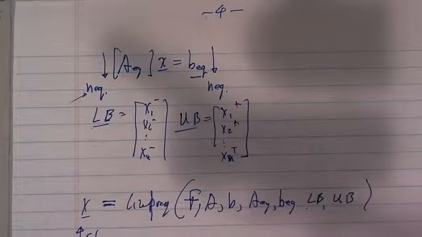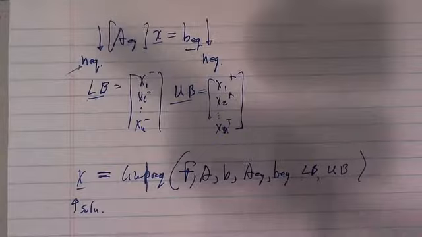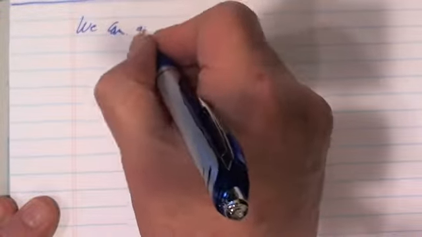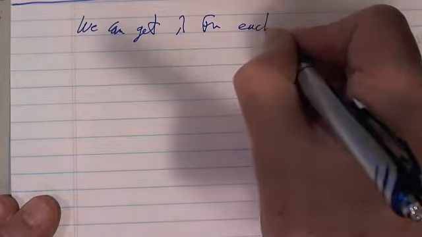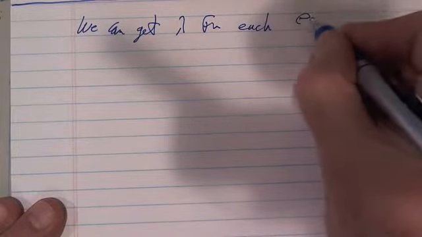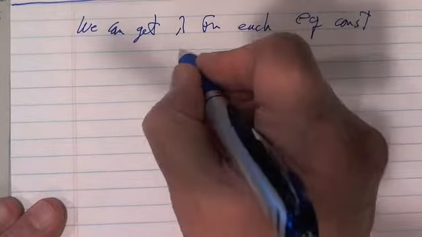Remember our friendly Lagrange multipliers? Well, we can get a lambda for each equality constraint, and we can get the mu for each inequality constraint. There's a way to dig that out of the results of the linprog program. And that is just amazingly powerful.